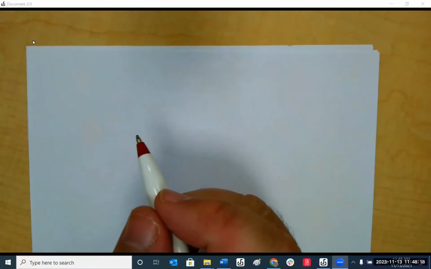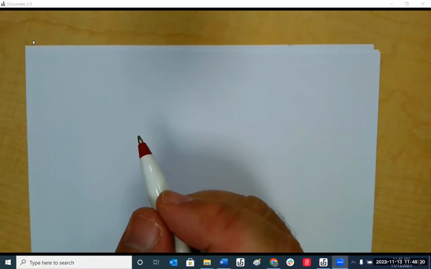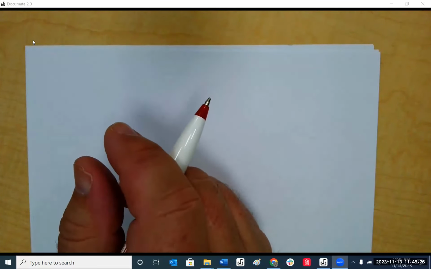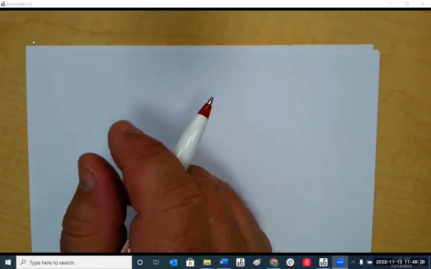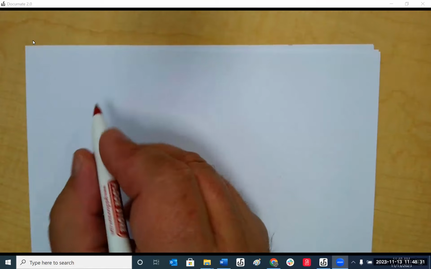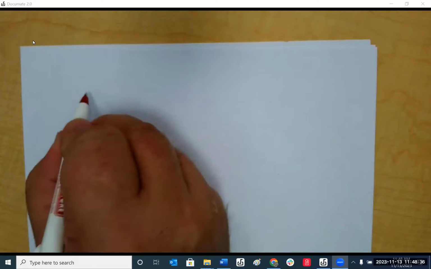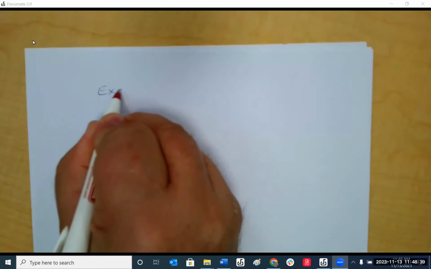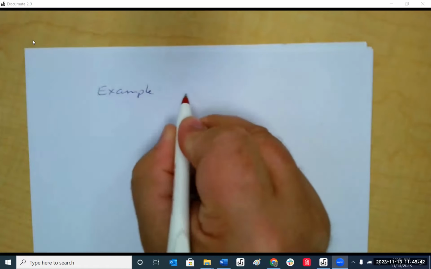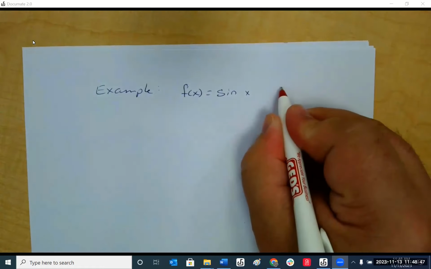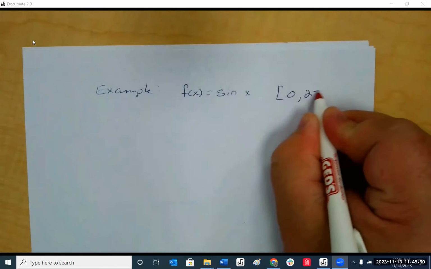Let me see. Yeah, because again, my card didn't work in the printer, so it happens every other day. I didn't print out anything. So let me make up an example. f of x equals sine of x from 0 to 2 pi.